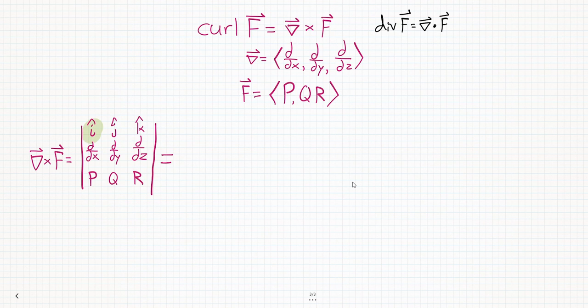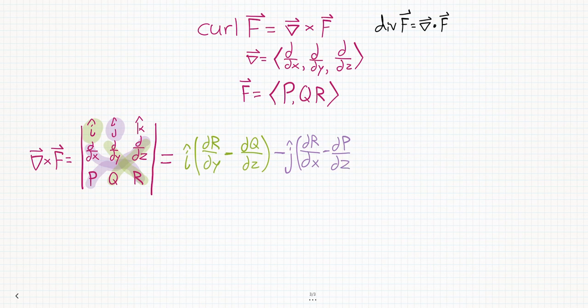The determinant of this matrix will be the first element times this minus that. So that's i hat times partial of r with respect to y minus partial of q with respect to z. Then we subtract the second element times this minus that. So that's minus j hat times partial of r with respect to x minus partial of p with respect to z. Now we add the last element times this minus that, which is plus k times partial of q with respect to x minus partial of p with respect to y.